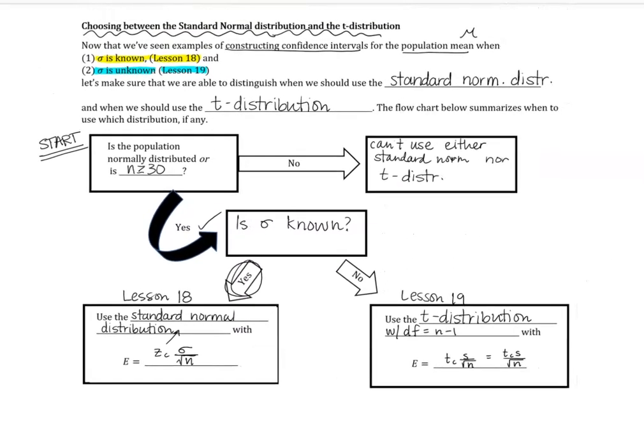So I wanted to make this video to make sure that, okay, we've seen examples in lesson 18, we've seen examples in lesson 19. When we get to the point where all the examples are jumbled together, how will we be able to distinguish between whether we're using the standard normal distribution or the t-distribution? And this flowchart will help you with that.